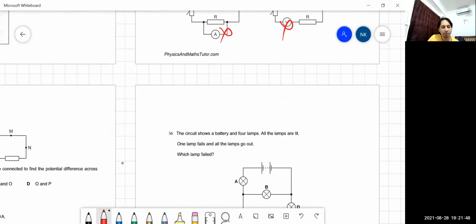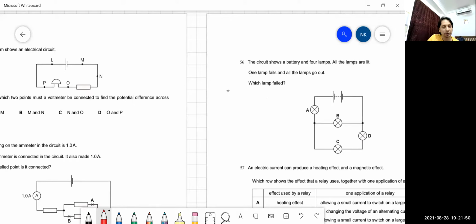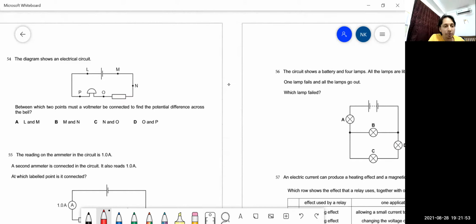Let me do some more questions. Okay, in 54, the diagram shows an electric circuit. Some points are there, L, M, N, O, P. Between which two points must a voltmeter be connected to find the PD, potential difference across the bell? So you know this is the bell. Even though we have not yet discussed the electric symbols, this is the symbol for a bell. And we have to measure the potential difference across the bell, so I need to connect the voltmeter here. Very simple, children. You have to connect the voltmeter here.